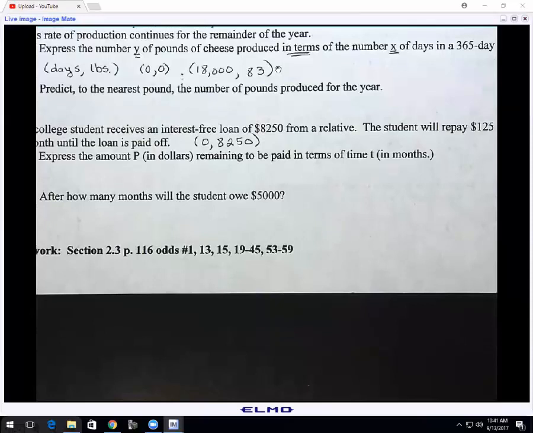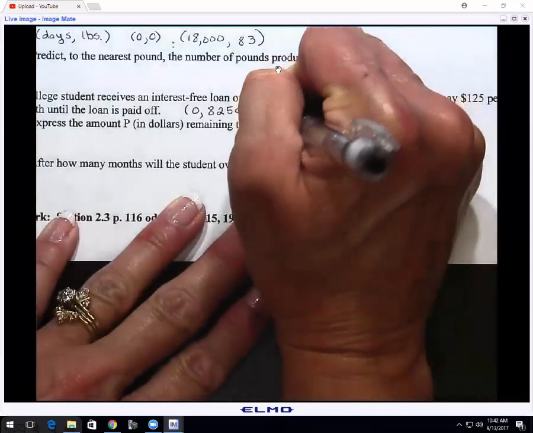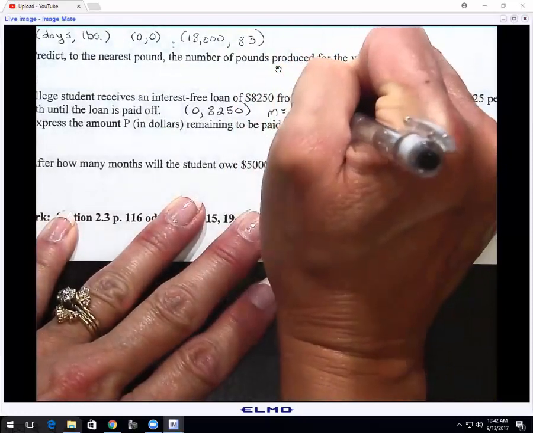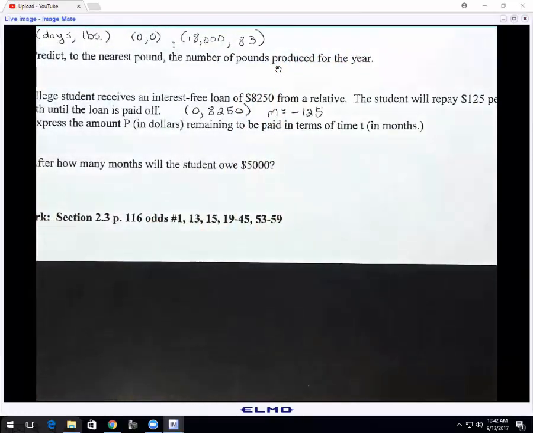Tell me why you said we kind of know the slope. Because they repay 125. And what does that mean the slope is? The balance is going down, which means the slope is negative. And specifically, how much is it going down per month? 125. So the slope is negative 125, because that's the amount the balance is changing each month.